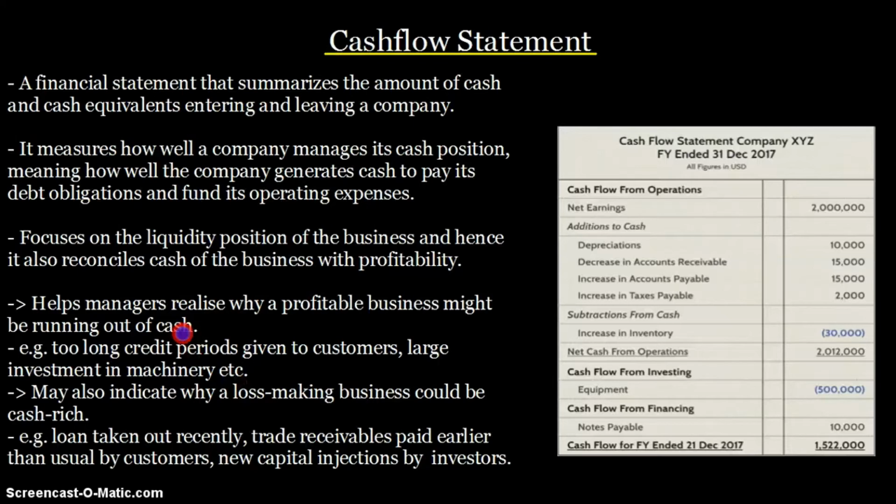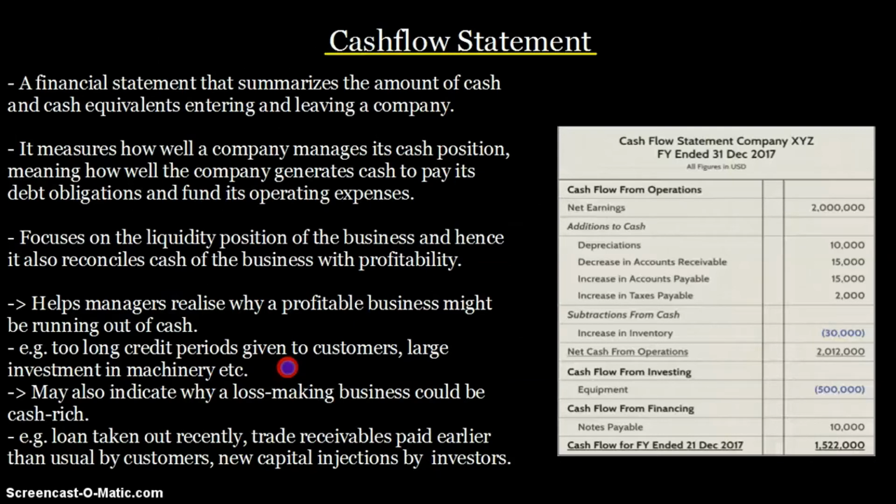So how can a profitable business be running out of cash? It may have given too long credit periods to customers. It may be making large investments in machinery, etc. So it is making profit, but cash is leaving the business at a much faster rate than it comes back. Let's say you invested a lot of money in month one, and you are making a profit, but the cash from that profit will come into the business after five or six months.